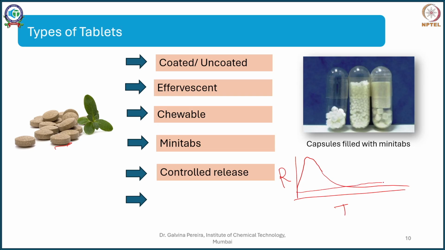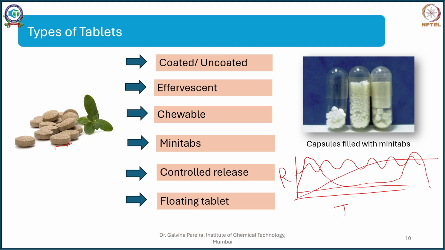In some cases, there is something called delayed release. Initially they might not release in the stomach, but they might release somewhere in your intestine. In some cases there is something called pulsatile release, so they will be on and off. And in some cases there will be sustained release, so gradually over a period of time you will see a different kind of release. Depending upon the polymers, you can control the rate of release of drugs.